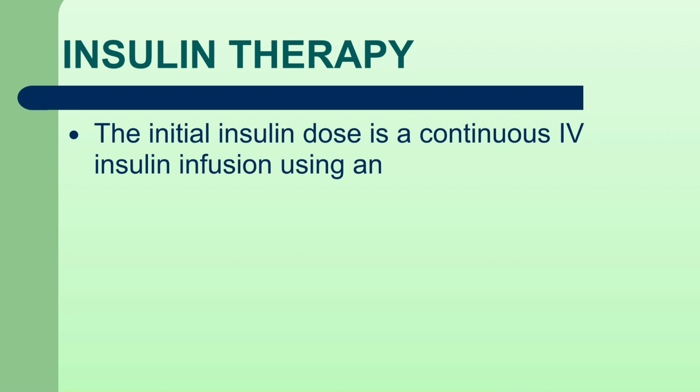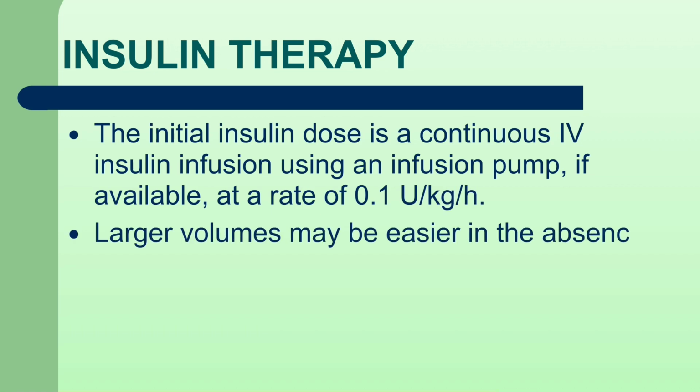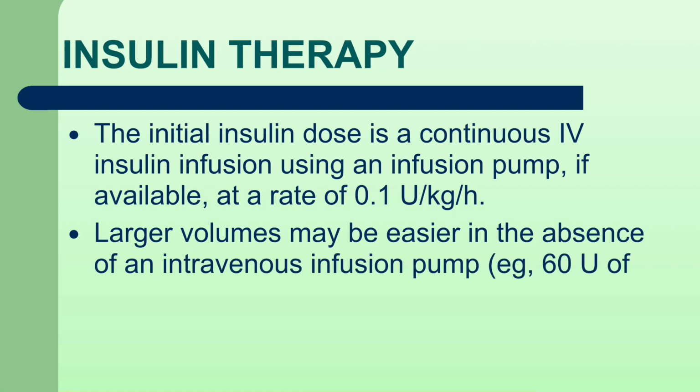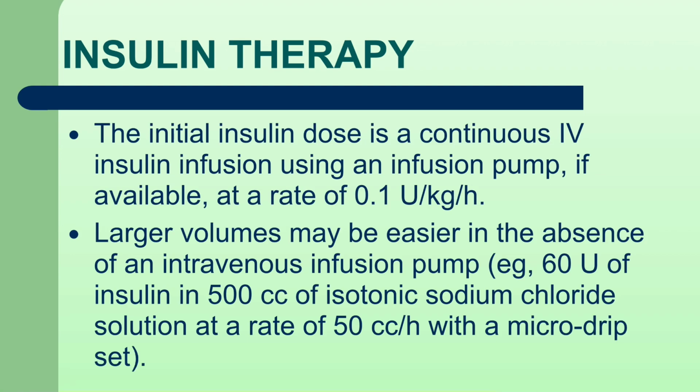The initial insulin dose is a continuous IV insulin infusion using an infusion pump, if available, at a rate of 0.1 units per kg per hour. Larger volumes may be easier in the absence of an intravenous infusion pump, for example, 60 U of insulin in 500 cubic centimeters of isotonic sodium chloride solution at a rate of 50 cubic centimeters per hour with a microdrip set.